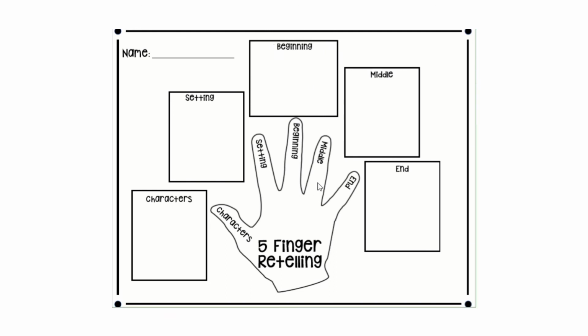Our second to the last finger. In the middle, what happened in the middle of the story, boys and girls? What happened in the middle? What were the main events? Kind of like the most important part of the story. And our pinky, our last finger, what happened at the end of the story, boys and girls? What happened? Were any problems resolved? What happened at the end?